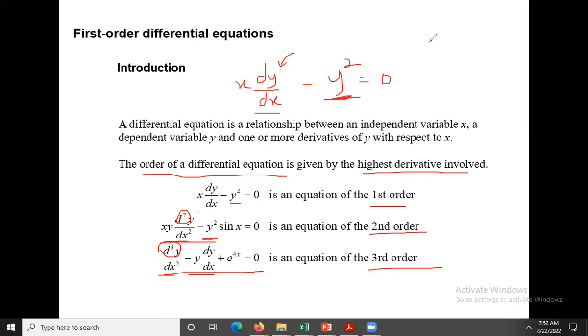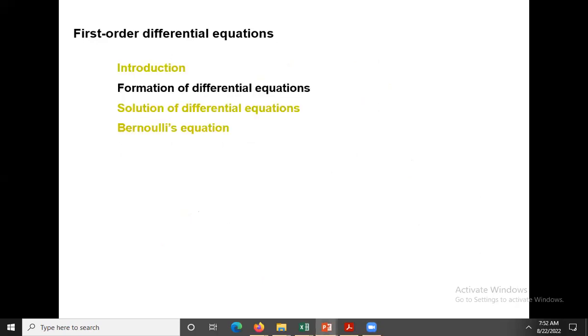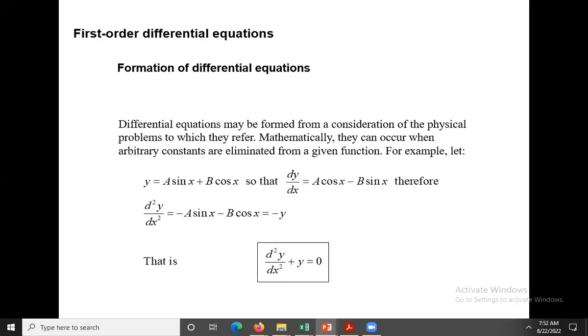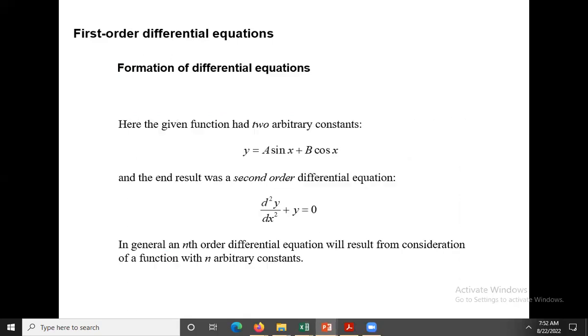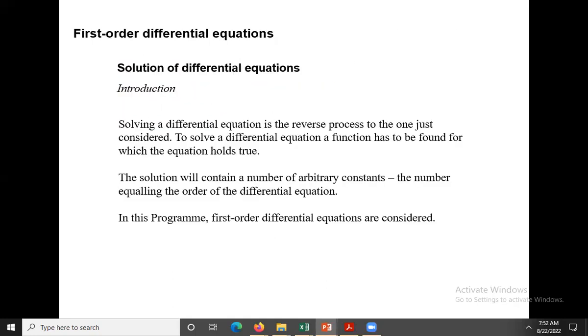Now moving on. We want to look at how we form differential equations. I think I've explained this, so let's just skip and go straight to the point.